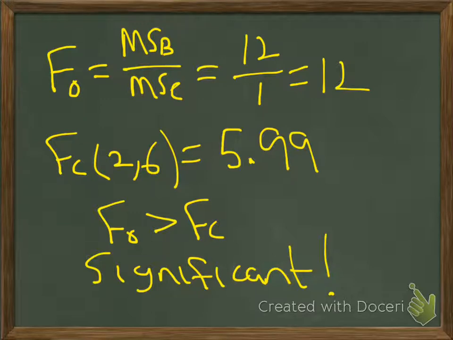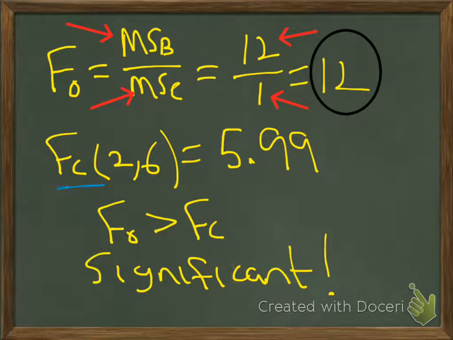So once you have your MSB and your MSE, remember this MSB is basically the average difference between the group means, and this MSE is basically the standard error. Both of these are squared though. And this is what goes into the formula for the F value in the ANOVA. Remember our MSB was 12, our MSE was 1. 12 divided by 1 is 12. That's our F value.